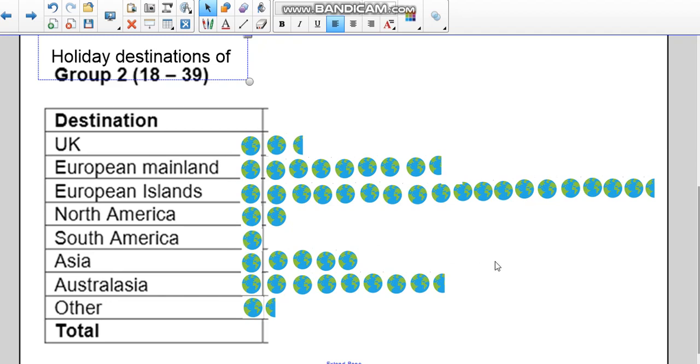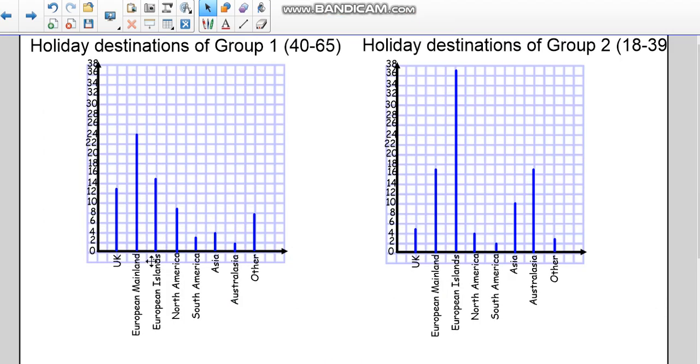Okay, right, similar with the line graphs. So if you look, I've gone up in 2s because that fit with my paper, my grids, okay, but each line has got a number on it. I've gone all the way up to 38. I've labelled the lines with the different destinations, and then my lines go up as high as the frequencies. Okay, so again, really obvious to see the European mainland was the most popular here. Same here, and it's really clear to see the European islands was the most popular here.